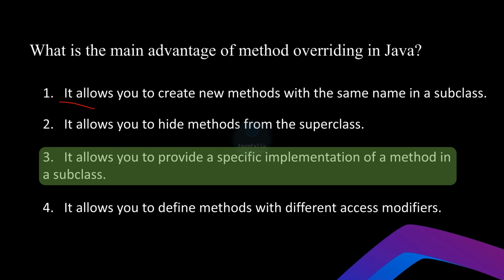Option A is incorrect because this describes method overloading, not method overriding. Option 2 is incorrect because method overriding doesn't hide methods. It provides a new implementation for a method already defined in its superclass. Option 4 is incorrect because method overriding should maintain the same method signature, including the access modifier. So option 3 is correct.